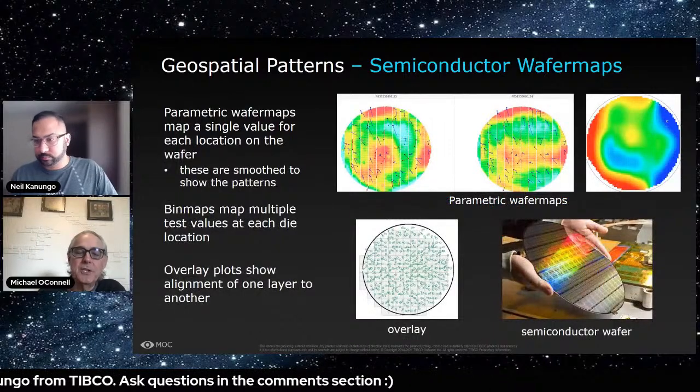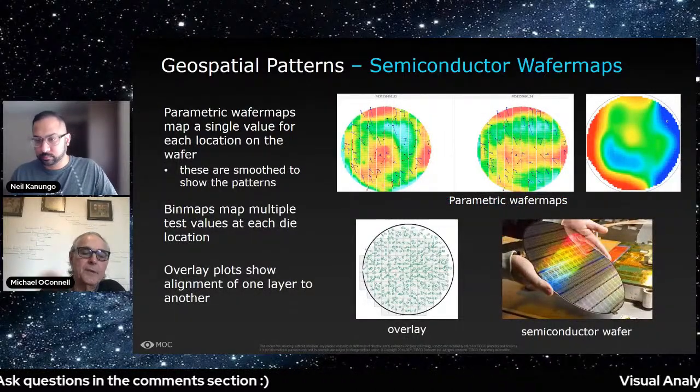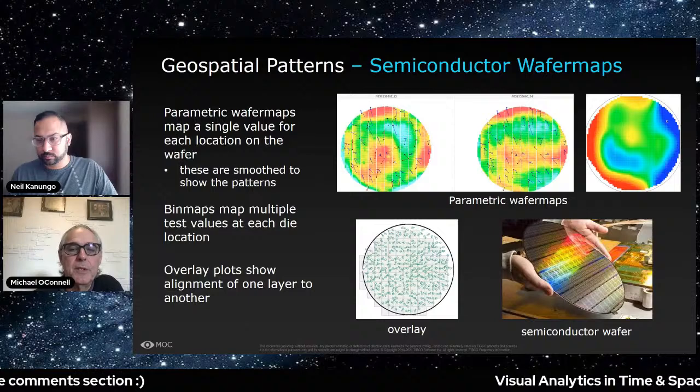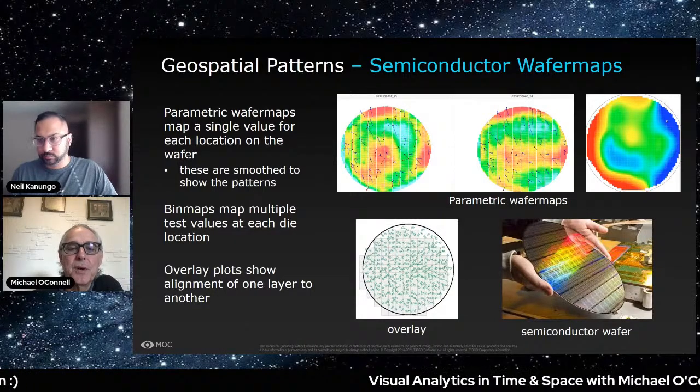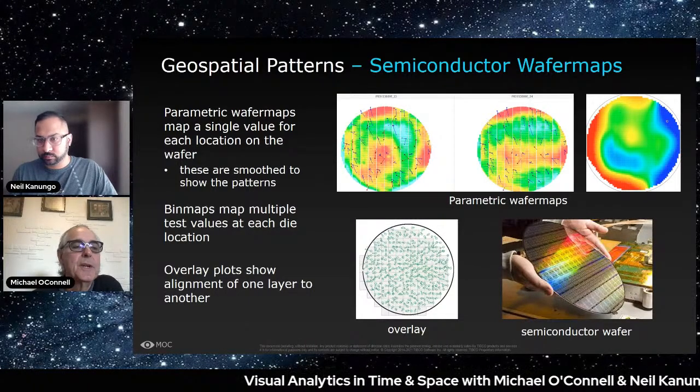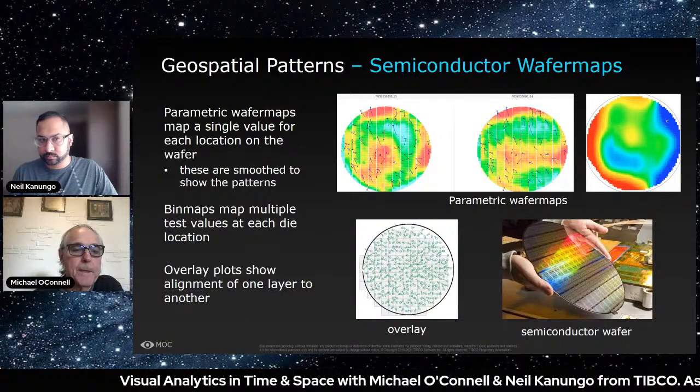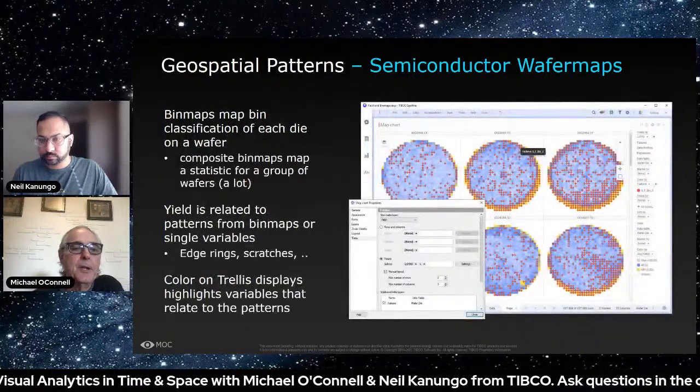When you've got multiple layers, you want to see how well aligned the different layers are. That's with an overlay plot. So a variety of different graphics that you can do on a semiconductor wafer map representation. Next slide. And you can trellis those as well.